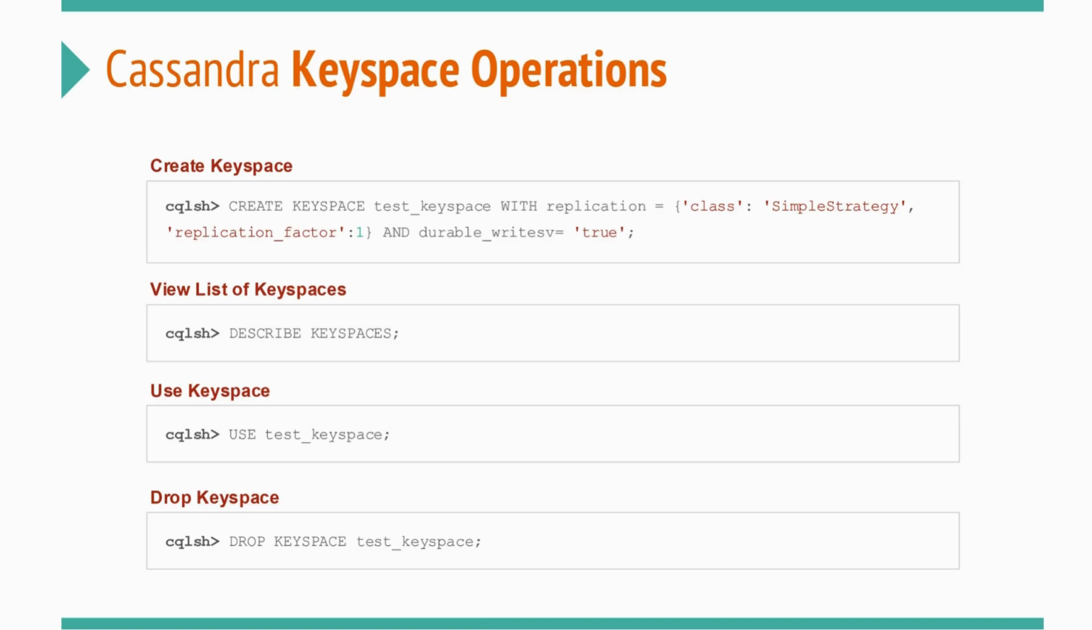Here are the actual commands you would type into CQLSH, the Cassandra command line shell. You can see the create keyspace command, where we name it test_keyspace and set the replication strategy. SimpleStrategy is used for single data centers. We've set the replication factor to 1, which is only appropriate for a single node test setup. You can then describe keyspaces to see all the keyspaces in your cluster, use a keyspace to switch into it, and drop a keyspace to delete it.